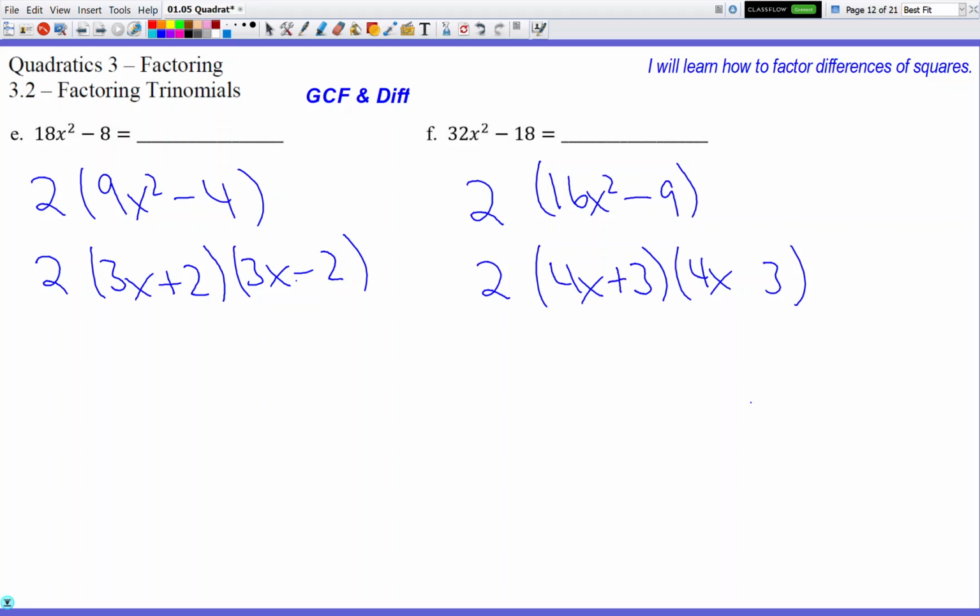Yeah, so like I said, if you can see this pattern, it makes your life so much easier when you're trying to factor. Okay? All right, so I believe that is the last problem.